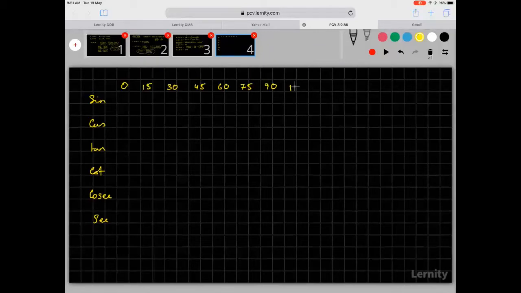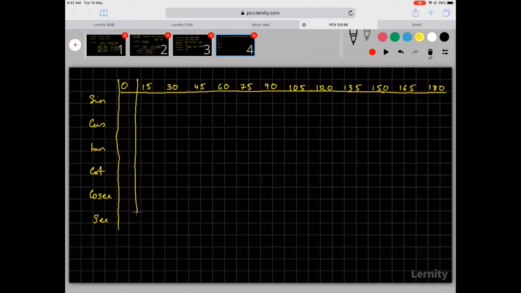Then I will put 105, then 120, then 135, then 150, then 165, and then 180. Yeah, so I want you to fill up the sine and cos values for all these. I'll tell you how to find out. Okay, but I want you to understand that the moment we say trigonometry is coming from circular functions, we can now talk about trigonometric angles much greater than 90 degrees. Earlier, we were not able to talk in those lines.